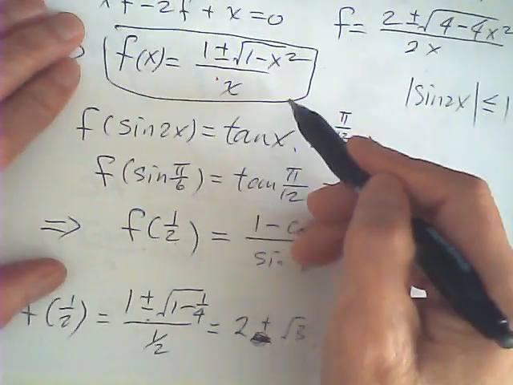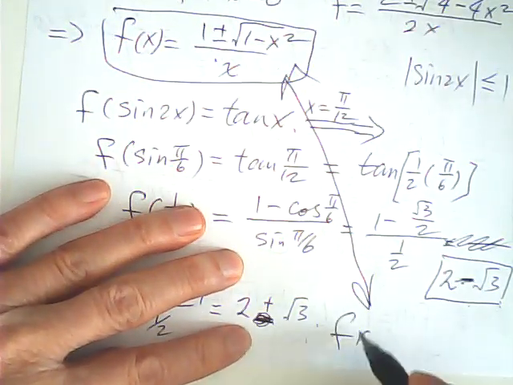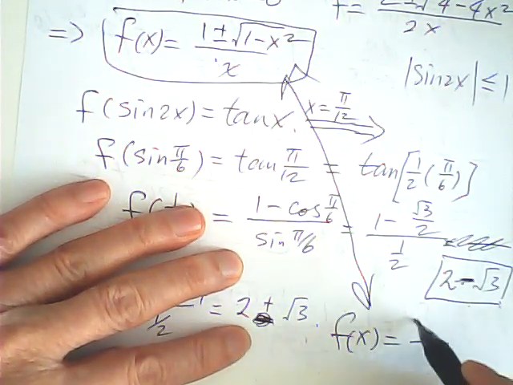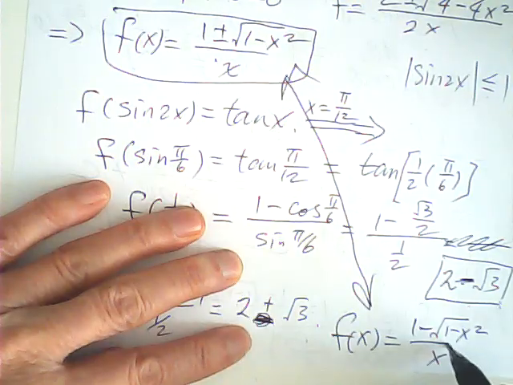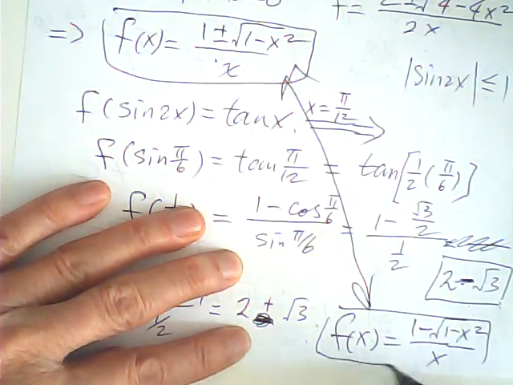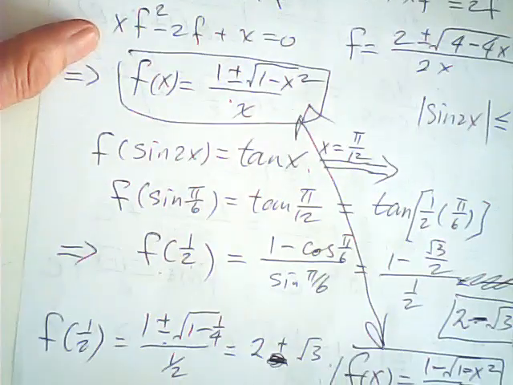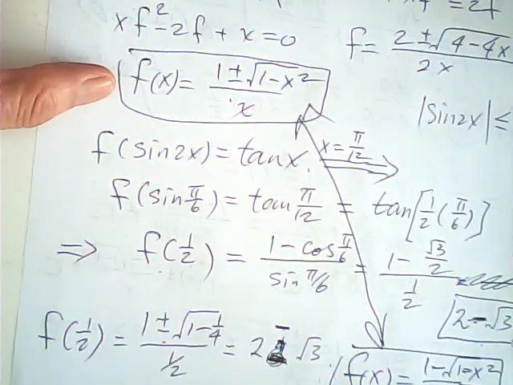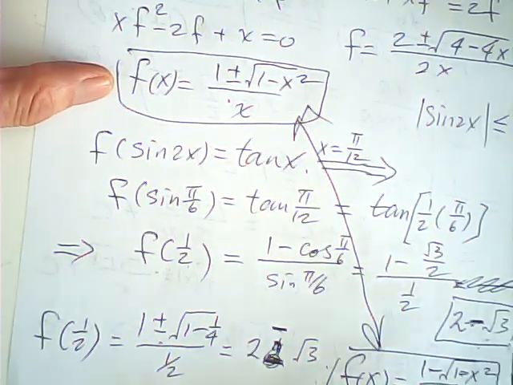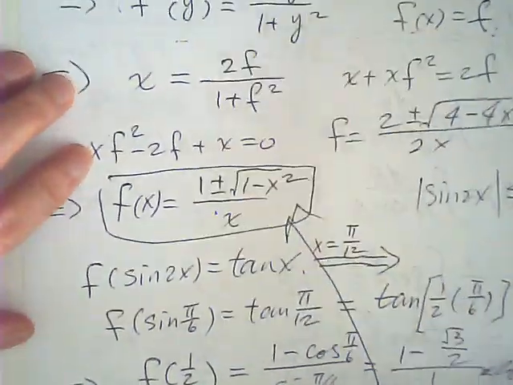So here, therefore, my answer is f of x equals 1 minus the square root of 1 minus x squared over x. I choose this one, negative, because the inverse function has to be one to one. So negative, right? It's negative. So I chose the negative. Well, I hope you follow.